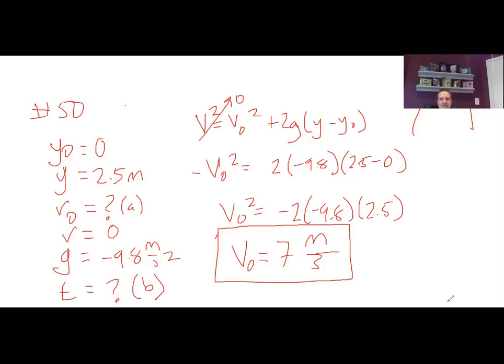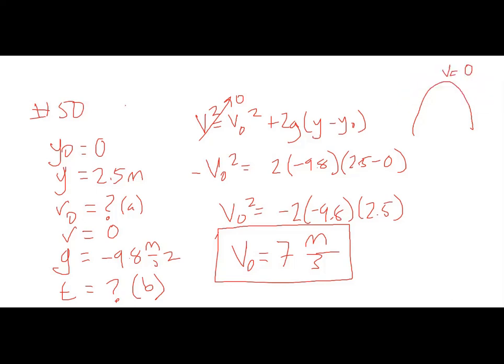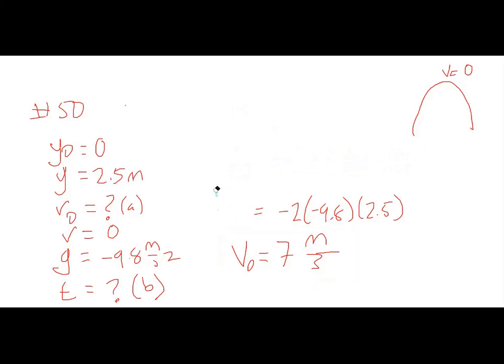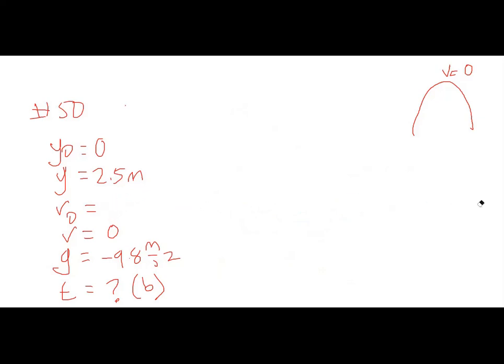Now, part B is asking, how long is the kangaroo in the air? So what I'm going to do is erase this because I don't have any room left. And I'm going to write in my initial velocity. We found that, and we're going to solve part B. Now our goal is to find the time.